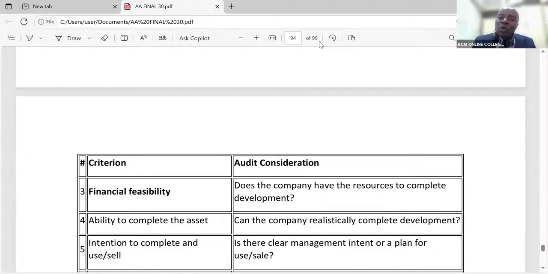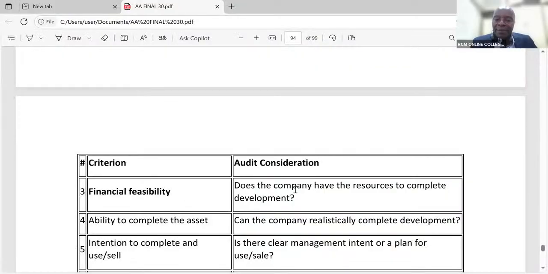Then we have financial feasibility. Once you've been able to get this prototype done and it has been accepted in the market, do you have the financial muscle to really come up with, for example, many vehicles at once? If you don't have, then the entire development cost will be expensed. It cannot find its way to the statement of financial position. So financial viability: does the company have the resources to complete development?